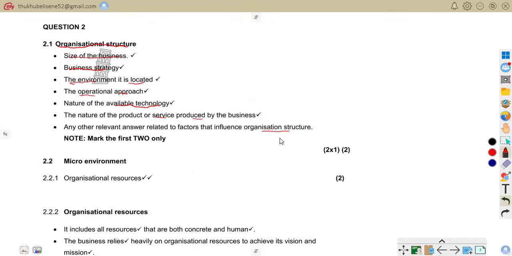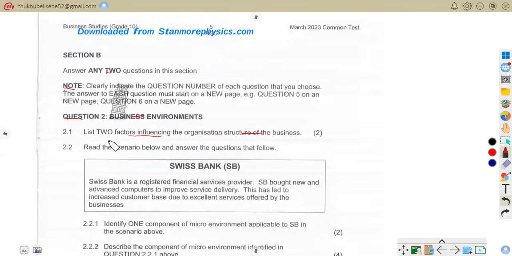So that is that. Now we are moving on to 2.2. Read the scenario below and answer the questions that follow. So here is the scenario that is given. Swiss Bank is a registered financial service provider. Swiss Bank bought new and advanced computers to improve service delivery. This has led to an increased customer base due to excellent service offered by the business.